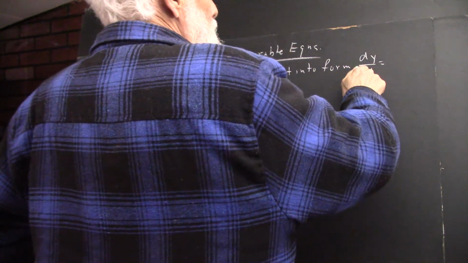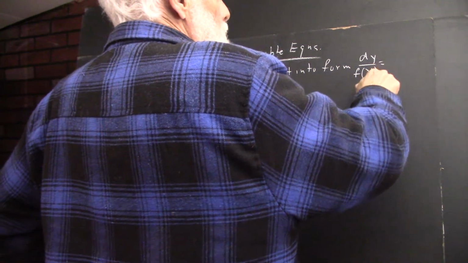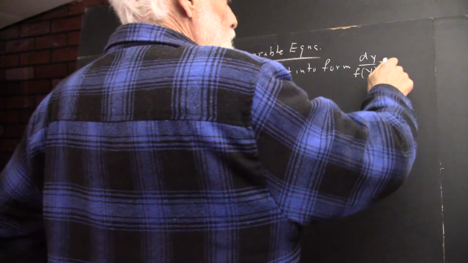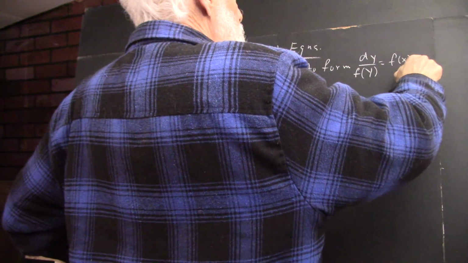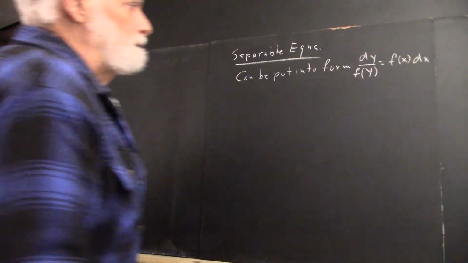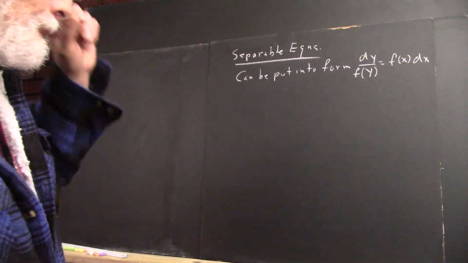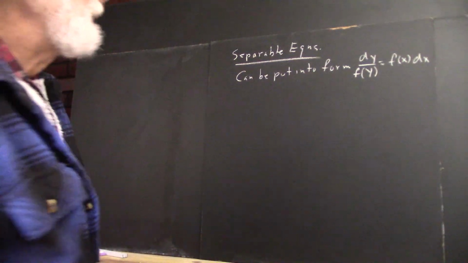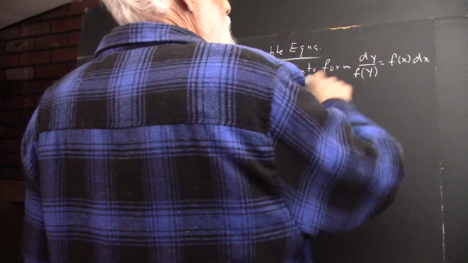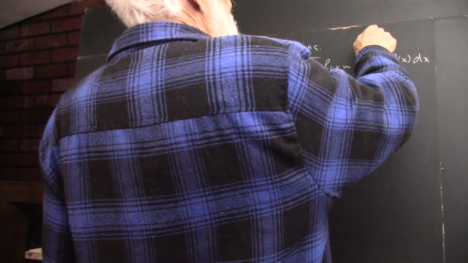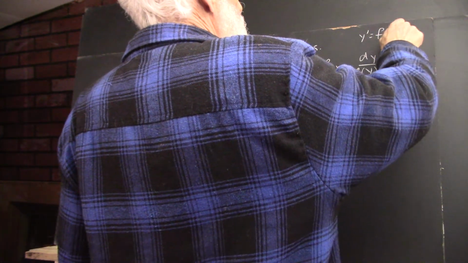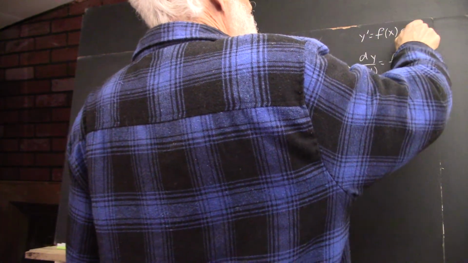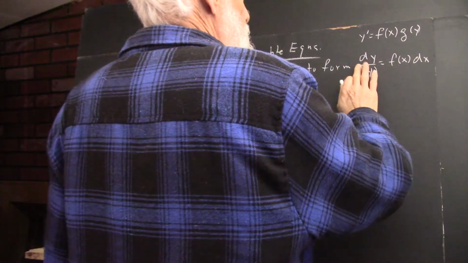Okay, separable equations. Typically, it's going to be dy over f of y equals f of x dx. Okay? And that means the equation is of the form y prime equals f of x g of y, and I don't want to use f for both functions.